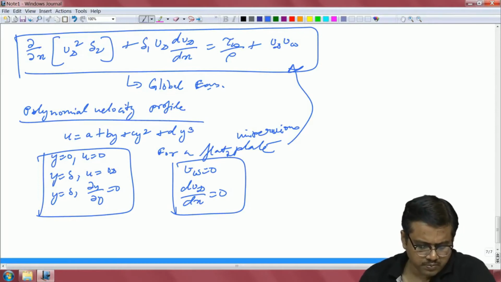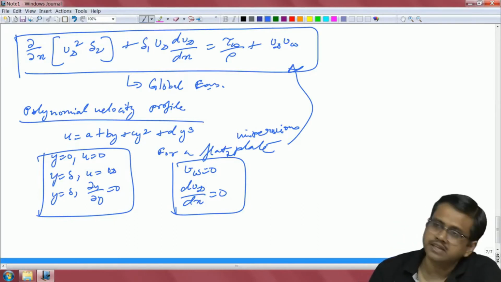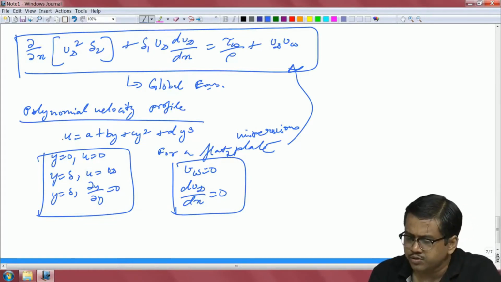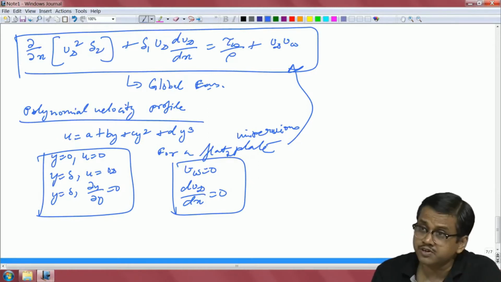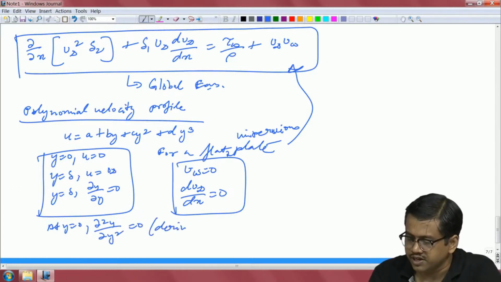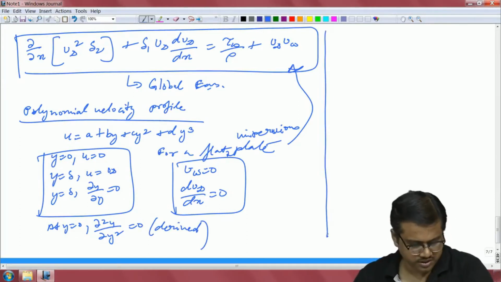Okay. So, now the point is very simple. Let us derive the values of these coefficients, because that is what we need to plug in. We need a fourth boundary condition, because there is A, B, C, D. So, we need one more boundary condition over here. For that particular case, at y equal to 0, you are assuming that d square u by dy square is equal to 0. This is called a derived boundary condition. Okay. So, based on this, let us work out the profile.